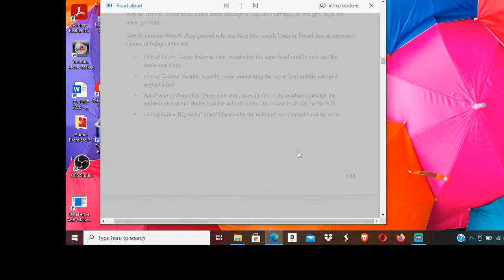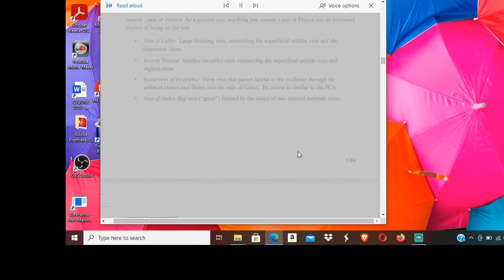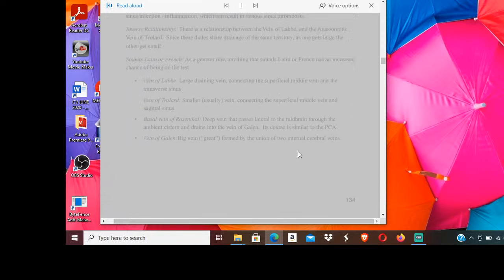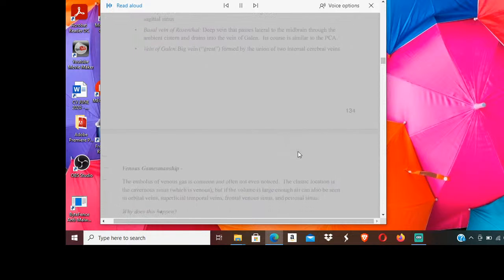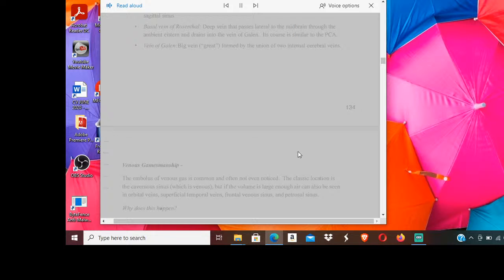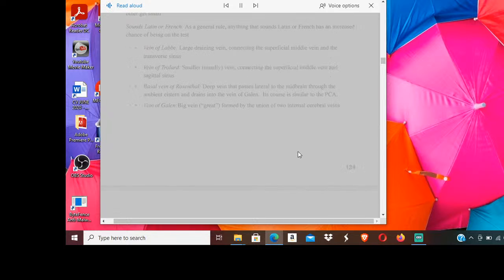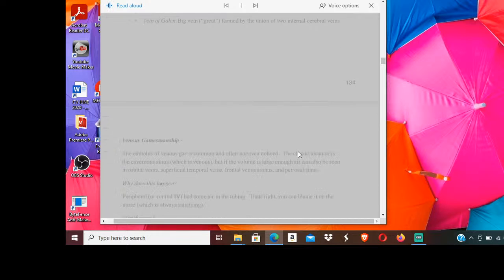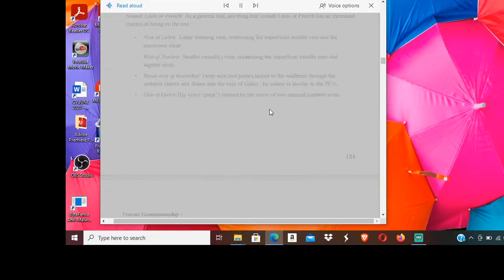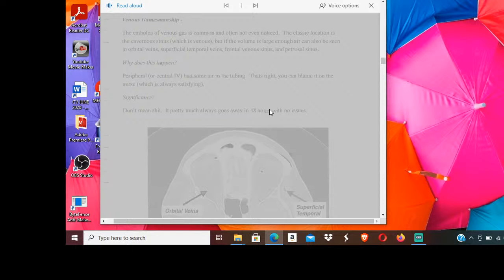Regulate temperature and equalize pressure. These are bad because they allow for passage of sinus infection, eye inflammation, which can result in venous sinus thrombosis. Inverse relationship. There is a relationship between the vein of Labbé and the anastomotic vein of Trolard. Since these share drainage of the same territory, as one gets large the other gets small. Sounds Latin or French. As a general rule, anything that sounds Latin or French has an increased chance of being on the test.